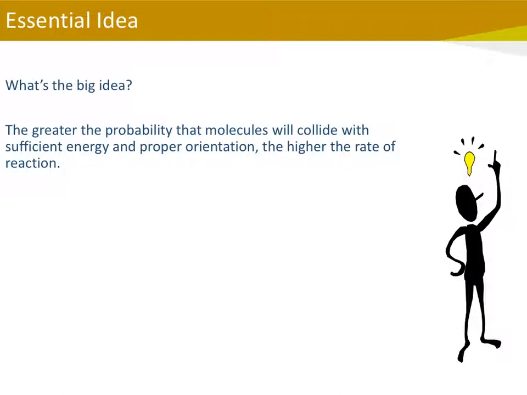So the big idea is actually the same as 6.1a. The greater the probability that molecules will collide with sufficient energy and proper orientation, the higher the rate of reaction.